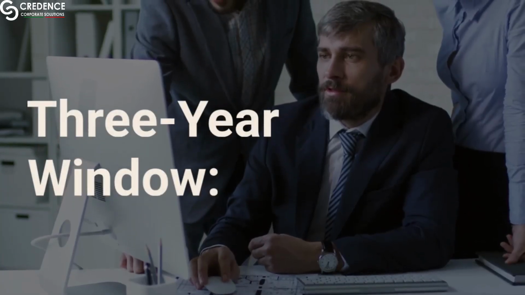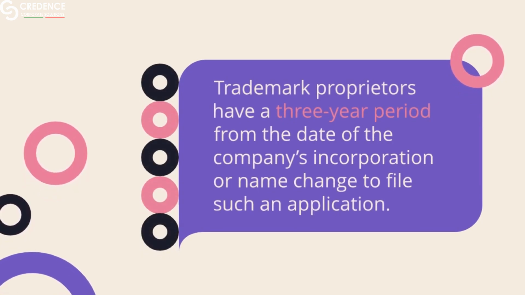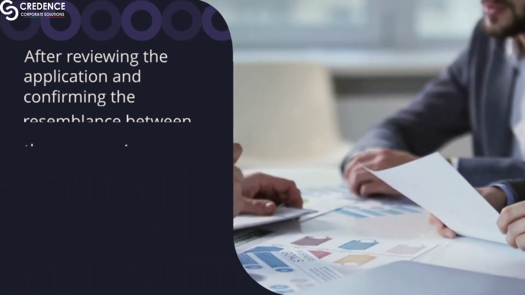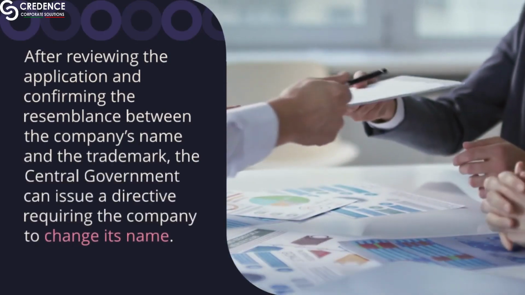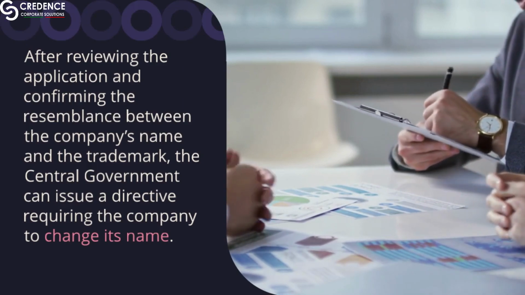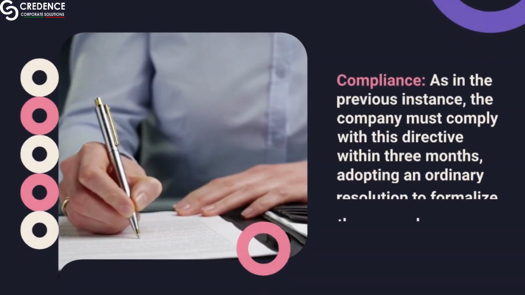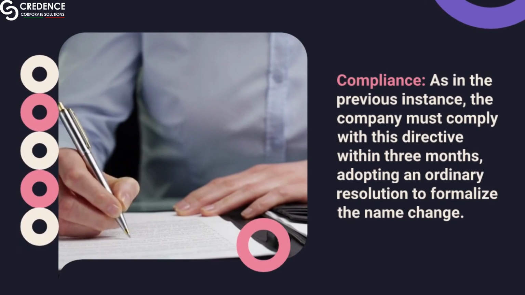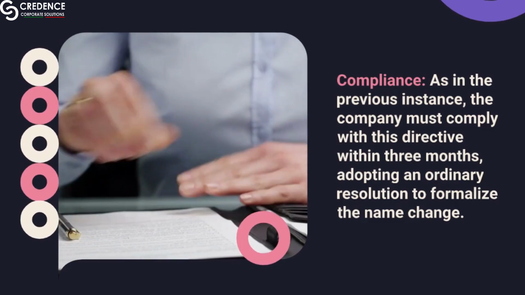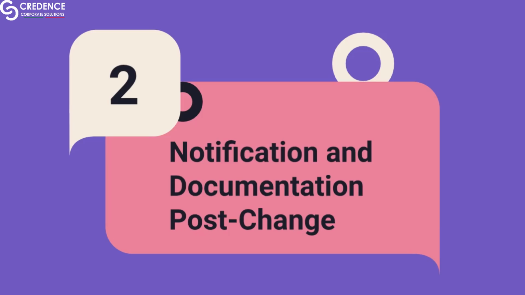3-year window. Trademark proprietors have a 3-year period from the date of the company's incorporation or name change to file such an application. After reviewing the application and confirming the resemblance between the company's name and the trademark, the central government can issue a directive requiring the company to change its name. Compliance. As in the previous instance, the company must comply with this directive within 3 months, adopting an ordinary resolution to formalize the name change. 2. Notification and documentation post-change.